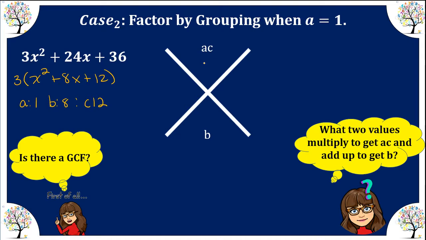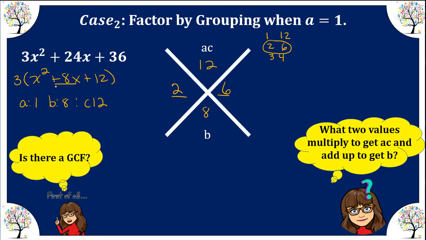In our graphic organizer, 1 times 12 is 12. The B value is 8. We're trying to find what two numbers multiply to give you 12 and add to give you 8. So we have 1 and 12, 2 and 6, and 3 and 4. Everything is positive. I can see that 2 and 6 would add up to give me 8 and multiplies to give us 12. So we're going to rewrite, whoops, wrong one, because we've taken out the graphic organizer.